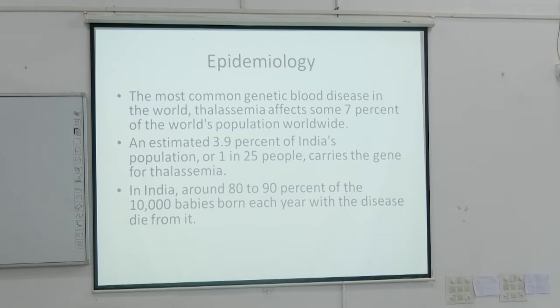Epidemiology. Okay, see how alarming it is. Out of 10,000 babies born per year, 80 to 90% die. And this is not acquired, this is genetic. So, how could we stop it or reduce the occurrence? By genetic counseling before marriage.